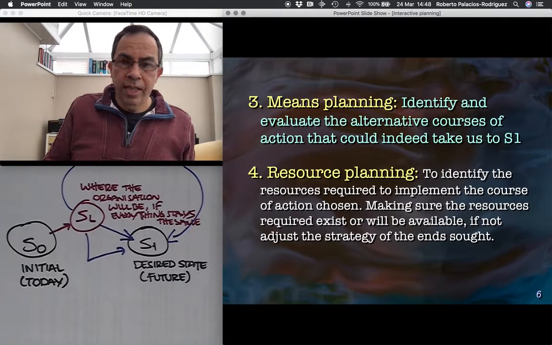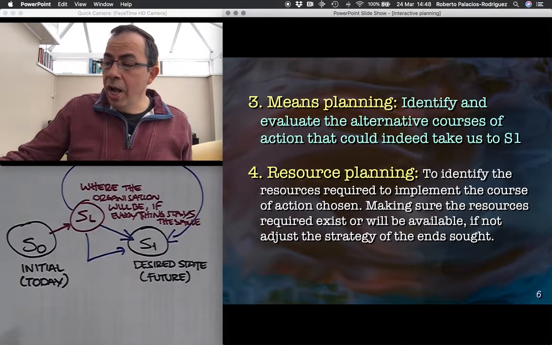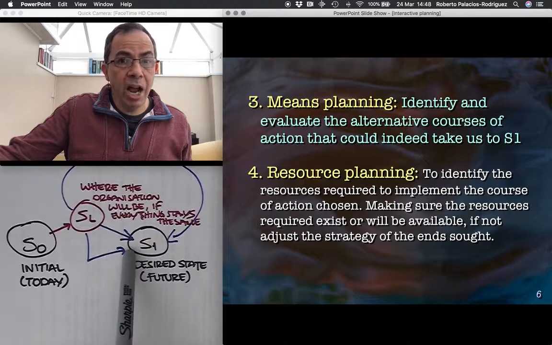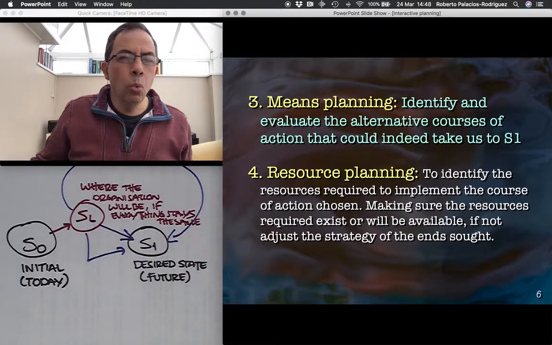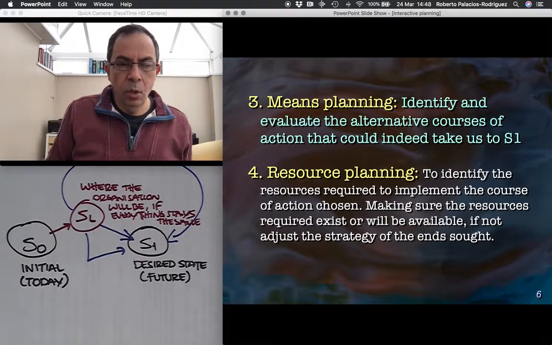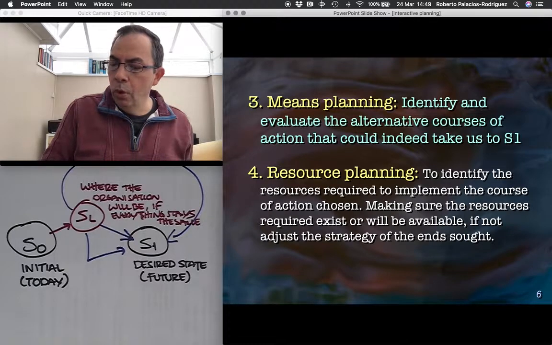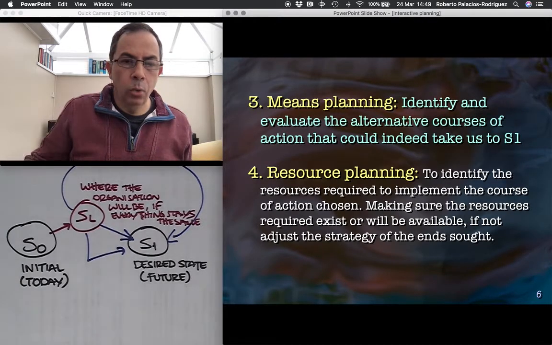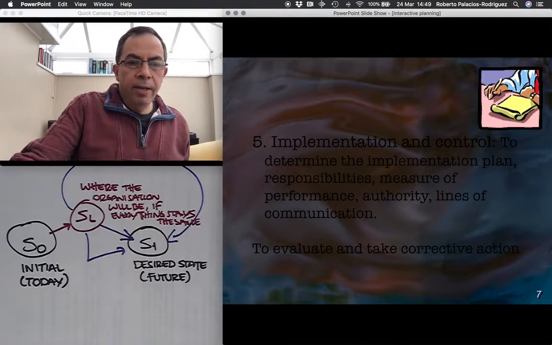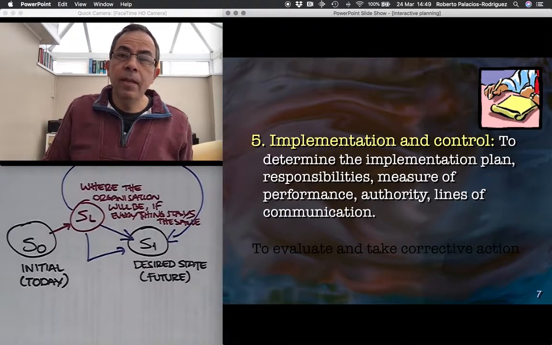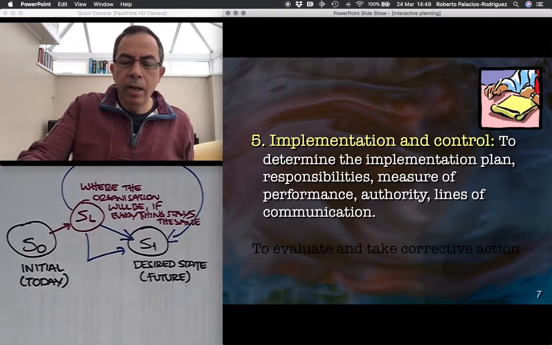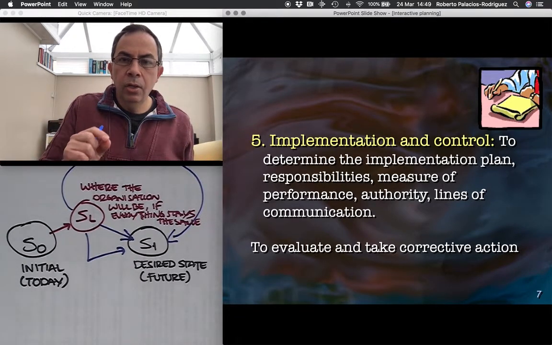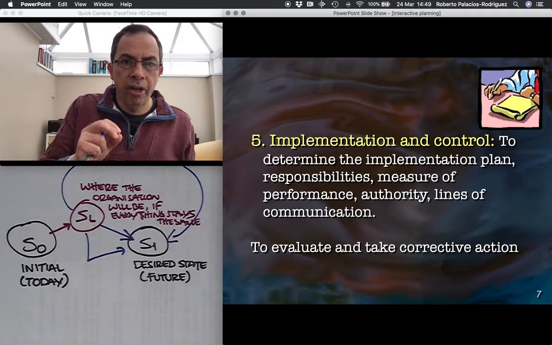The fourth stage is, once you have identified what is the route you are going to follow in order to move from the logical future to the desired state, what resources do I need? What do I need in order to move from this SL to S1? And finally, and very importantly, it is to implement those actions. And over there, I want to highlight two elements: to evaluate and take corrective action.